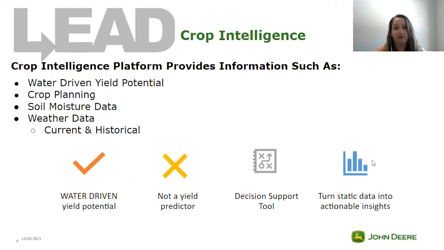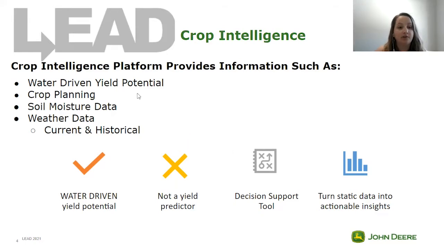The data platform that FieldSmart uses is Crop Intelligence. Crop Intelligence takes the information that is collected from the weather station and turns it into information that can be used to make those agronomic and management decisions throughout the year. One of the big tools that FieldSmart uses is water-driven yield potential. The water-driven yield potential is based on site-specific weather information. It's also based on your soil texture, your crop, your variety, your yield target, and your fertility information.